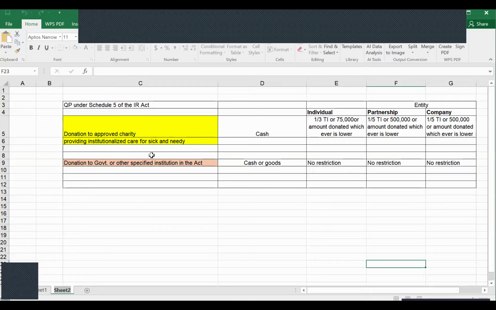Donation to approved charity providing institutional care for sick or needy.